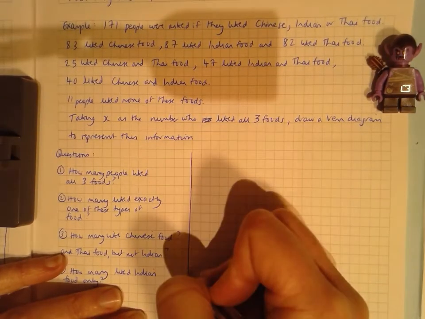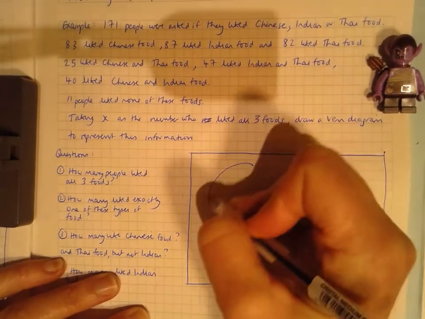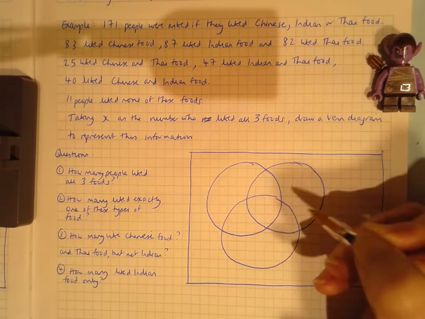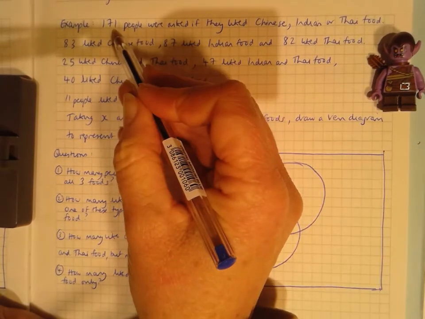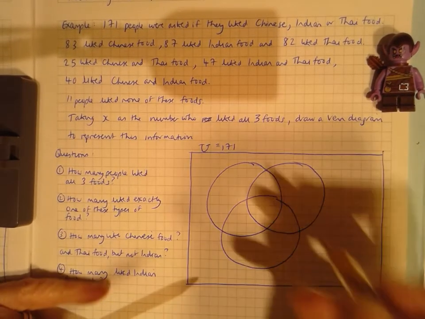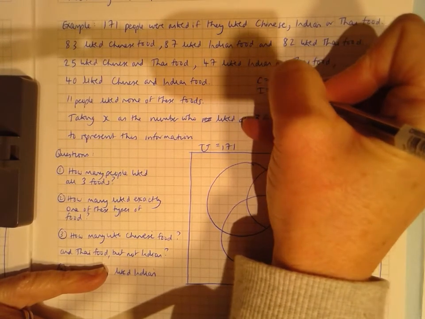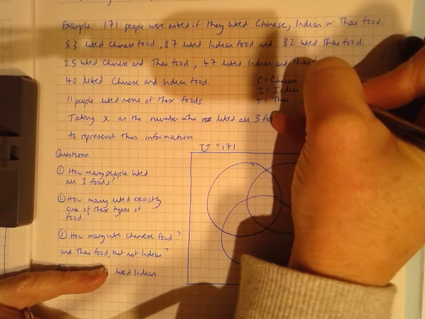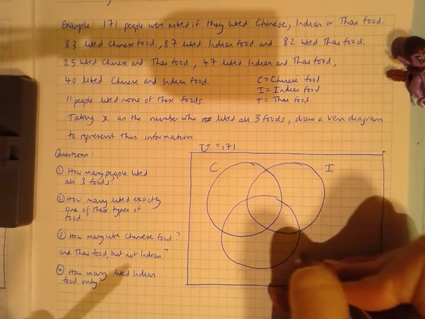Let's put in our Venn diagram area. Now I'm actually going to do this in pencil. I'll draw my Venn diagram first and then I'm going to fill in my values in pencil, just because it's not a bad idea when you're doing something that might change as we go along. Okay, so hopefully this is a pencil that's sharp enough. So my universal set is the total number of people asked, which is 171. I've got Chinese will be C, Indian will be I, and T will be Thai. Chinese food, Indian food, and Thai food.